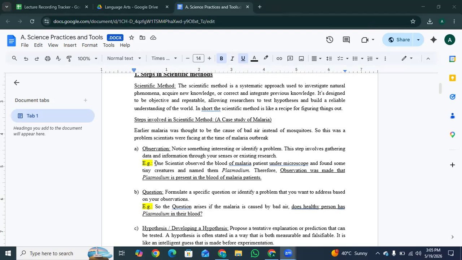For example, one scientist observed the blood of a malaria patient under a microscope and found some tiny creatures and named them plasmodium. Therefore, the observation was made that plasmodium is present in the blood of a malaria patient. So basically, we discussed the example of malaria. A scientist looked at the blood of a malaria patient under a microscope and noticed tiny living creatures inside it, and named these creatures plasmodium. So the result is that the observation was made that plasmodium is found in the blood of a malaria patient.